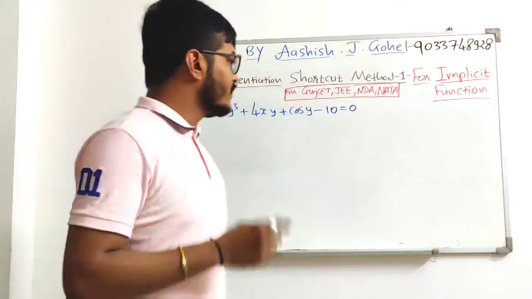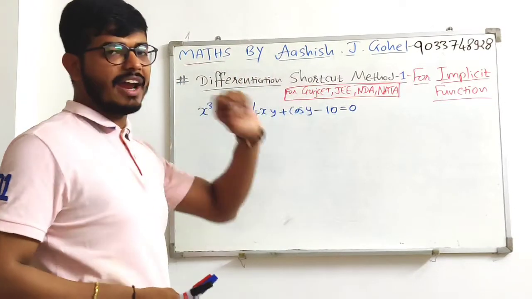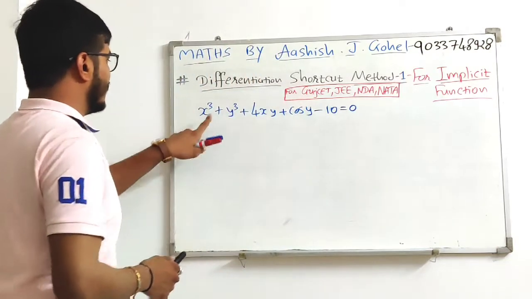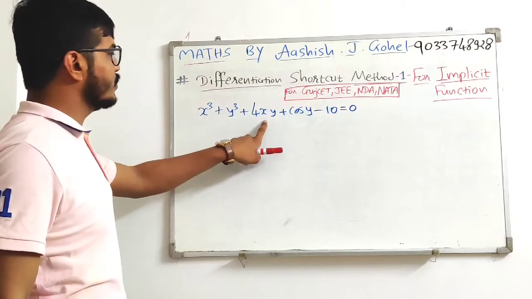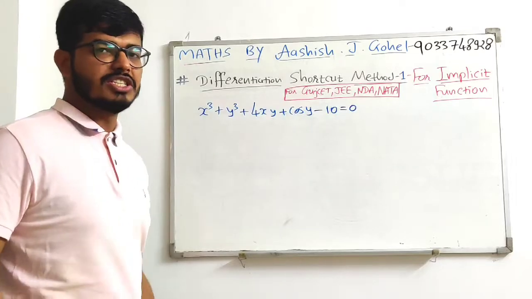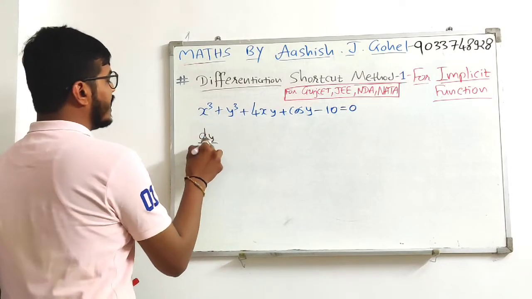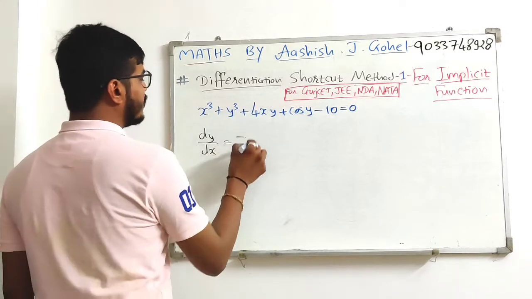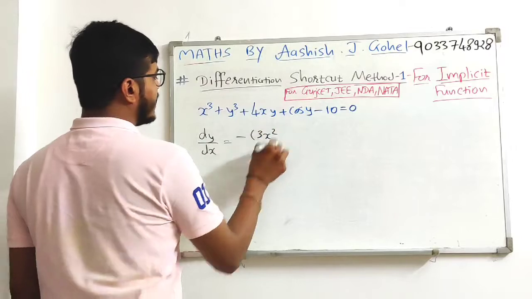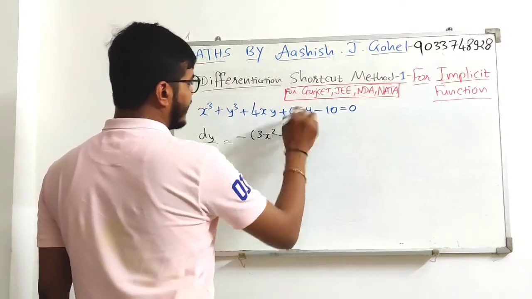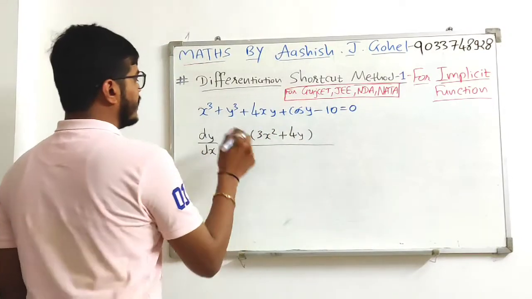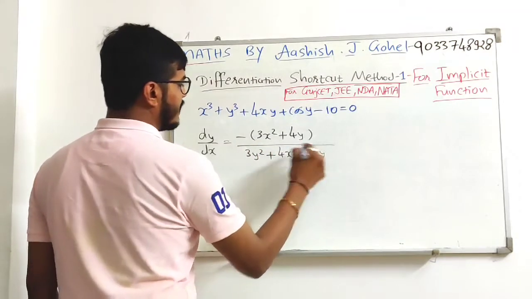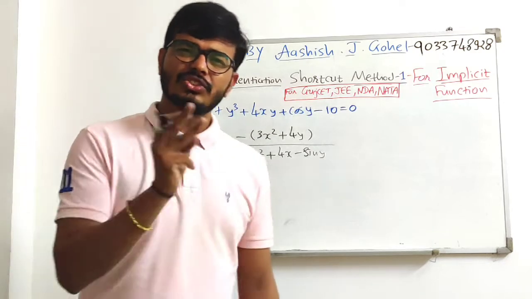In that shortcut method we can solve any kind of equation and we can find dy by dx in fraction of seconds. So how will we do it? One equation is given, x cube plus y cube plus 4xy plus cos y minus tan is equal to 0. If I want to write down dy by dx for the same in just a single step, then how will I write it down? Minus 3x square plus 4y divided by 3y square plus 4x minus sin y. Here is our answer in just 3 seconds.